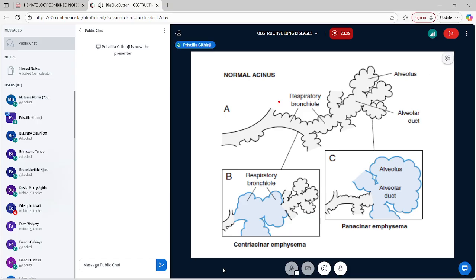So this is just an image to demonstrate the acini. We start from your respiratory bronchioles that then terminate eventually to give you your alveoli. So when you have centriacinar, it's the central part of this acinus that is affected. Then for panacinar, you're affecting everything from the respiratory bronchioles all the way to the alveoli.